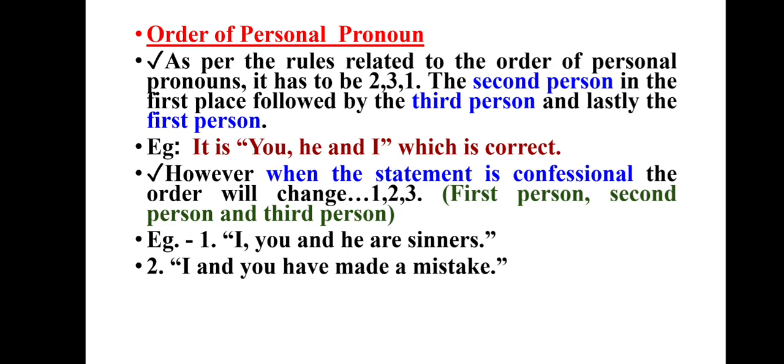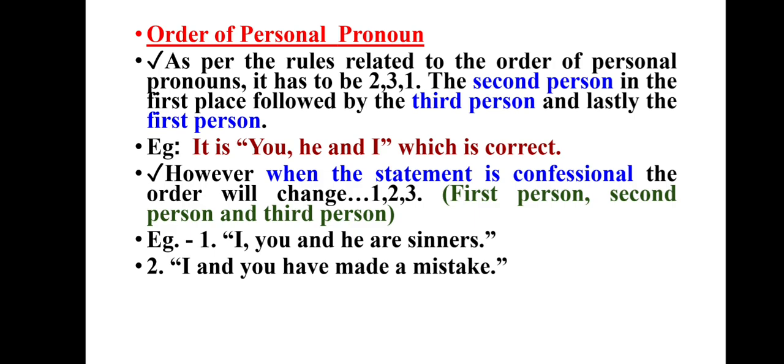You are the second person, mother is the third person, and I am the first person. That's why 231, this order is to be followed for a normal sentence. First priority: who is sitting in front of us, means always you. Second priority: who is not between us. Third or last priority should be given to us, that is I. Now the example is: it is you, he and I, which is correct, right? We have already discussed.